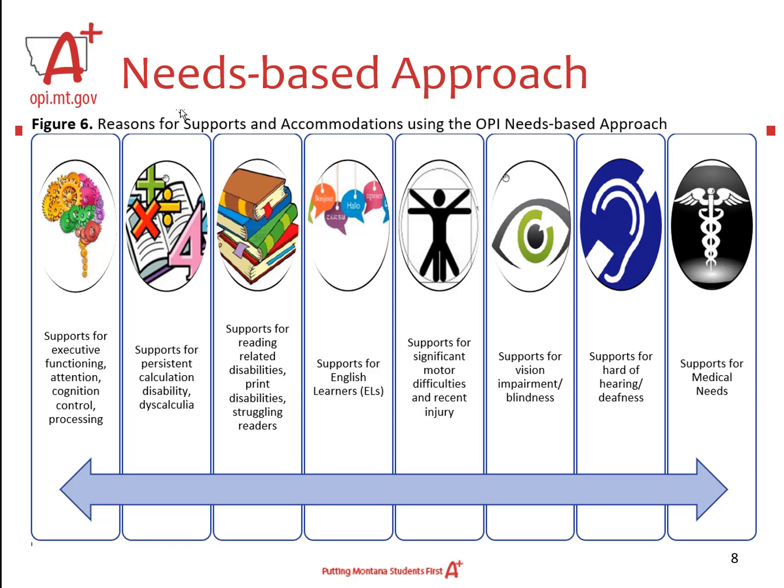During the development of the Smarter Balanced Assessment, a tool called the Individual Student Accessibility and Accommodations Profile was created. Smarter Balanced identified 7 reasons for supports and accommodations and sorted the accessibility supports available for the Smarter Balanced test into those categories to provide a tool to help educators identify the available supports that are recommended for specific student needs. In Montana, the OPI added an additional category so that IEP teams can document supports for students with medical needs.